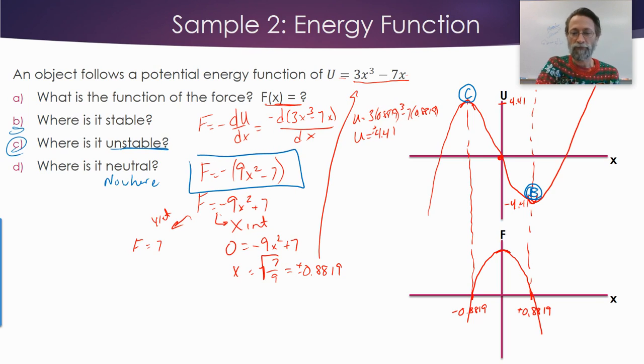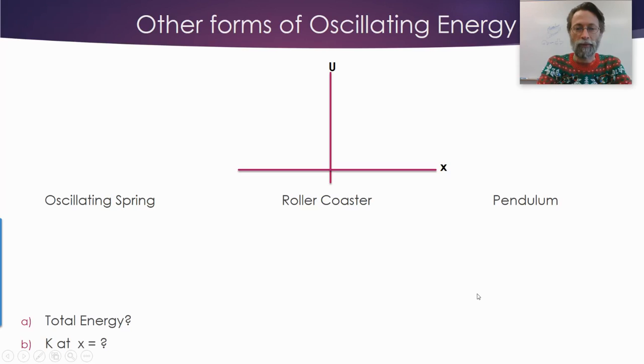We use that force function graph to find maxes and mins, the values of where the position is max and min, by setting it equal to 0 and then plugging that x value back into the position function and solving for those to find where it is stable and unstable. So lastly, we're going to talk about other forms of oscillating energy, and this would be examples of where the energy is going back and forth from one energy to another, maybe potential to kinetic to potential to kinetic.